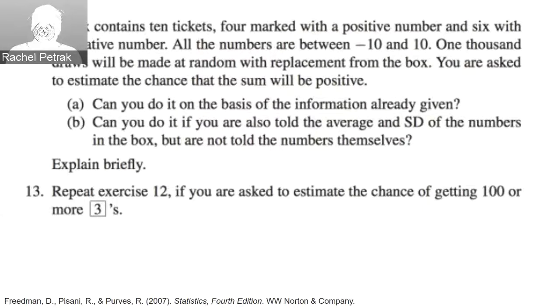A box contains 10 tickets, 4 marked with a positive number and 6 with a negative number. All the numbers are between -10 and 10. 1,000 draws will be made at random with replacement from the box. You are asked to estimate the chance that the sum will be positive.